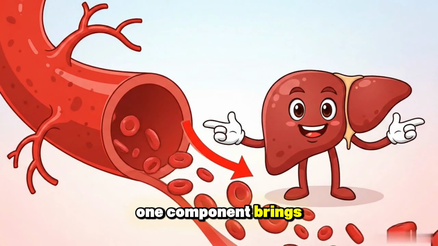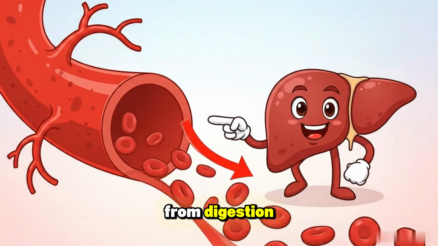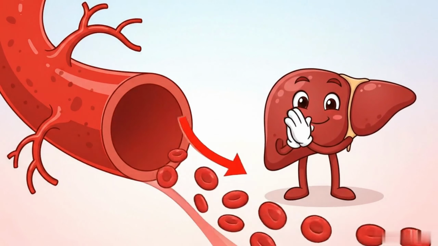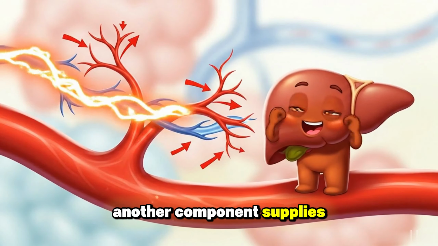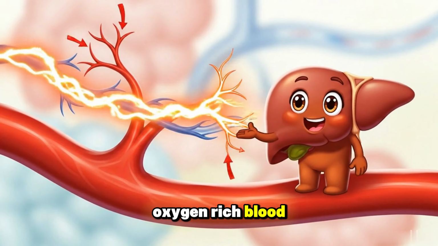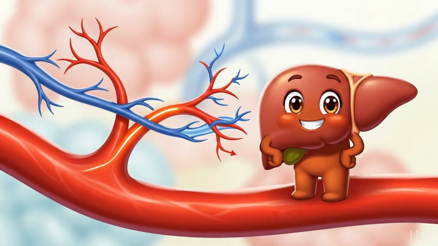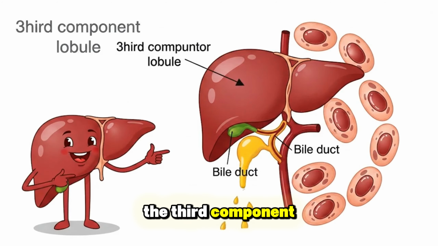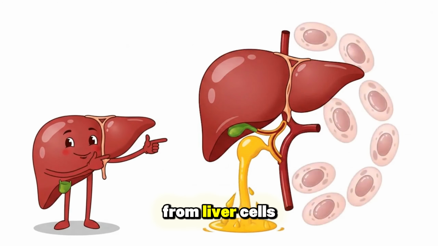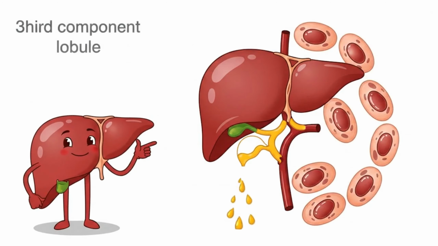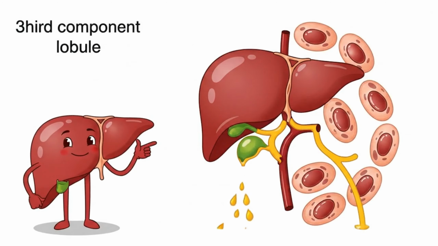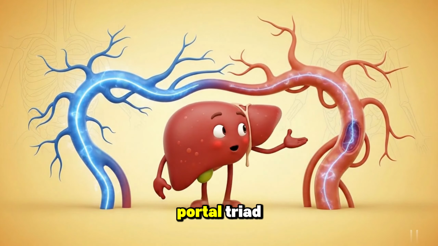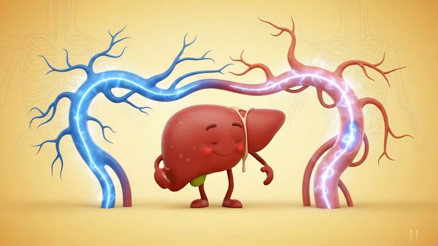One component brings nutrient-rich blood from digestion. Another component supplies oxygen-rich blood. The third component drains bile away from liver cells. Together, these three structures form the portal triad.